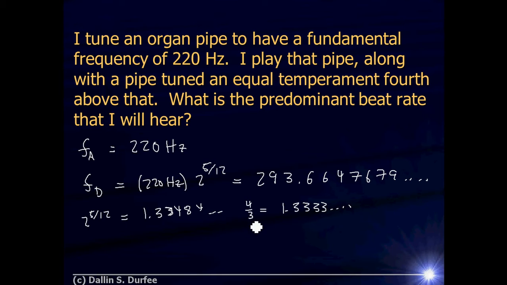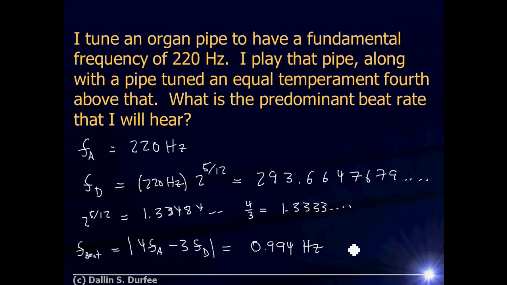In particular, we expect that I will get my predominant beating, most likely, between the third harmonic of the upper note and the fourth harmonic of the lower note. So my beat rate is just going to be the absolute value of 4 times the frequency of the A minus 3 times the frequency of the D. If I plug those numbers in, this turns out to be equal to 0.994 Hertz to 3 significant digits. So almost a Hertz, almost exactly a Hertz.